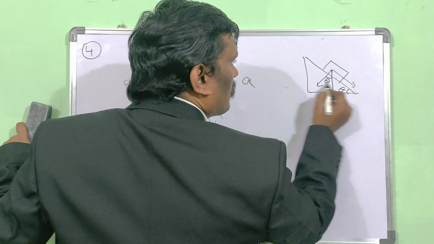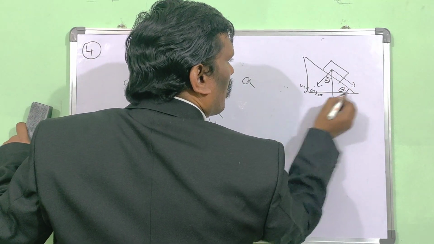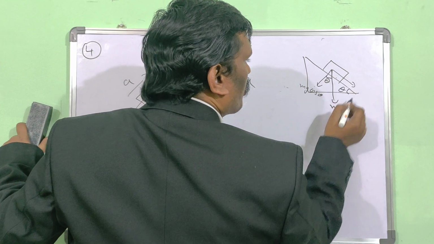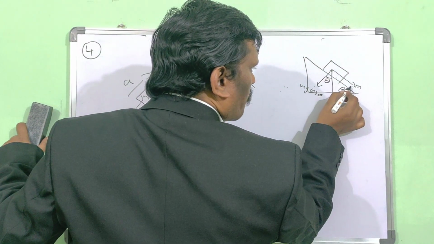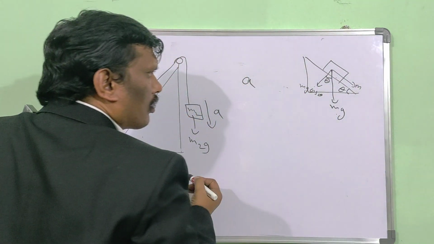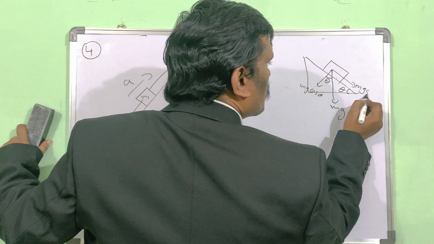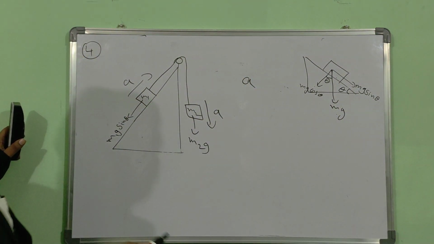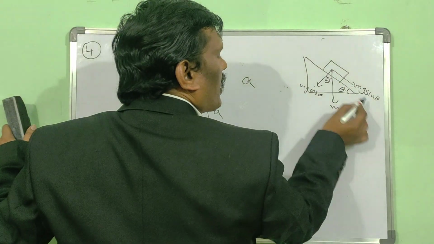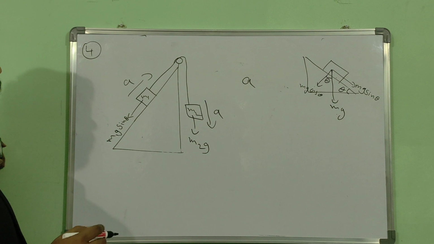At that time, this is the adjacent component of mg, that's why mg cos theta. And this is the horizontal component of mg. So this is the component parallel to the plane, and this is the component perpendicular to the plane. It is mg cos theta. This is mg sin theta. That's why the weight acting along the inclined plane is always mg sin theta.